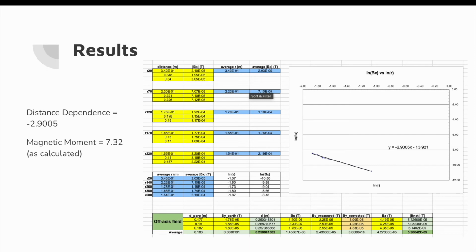And so here's some of the results from my experiment. As seen in the graph that's produced from the values, we get a distance dependence of negative 0.29. On top of that, you can calculate the magnetic moment of 7.32. And all you can see from this graphic is the fact that we conduct 3 different trials and we are able to calculate the magnetic field from each of those trials. And by finding the average, you can find how distance is related to magnetic field.